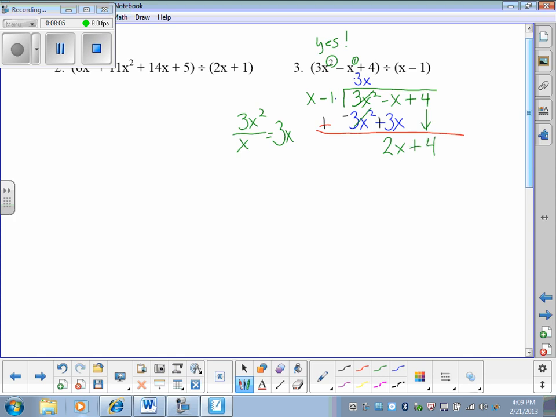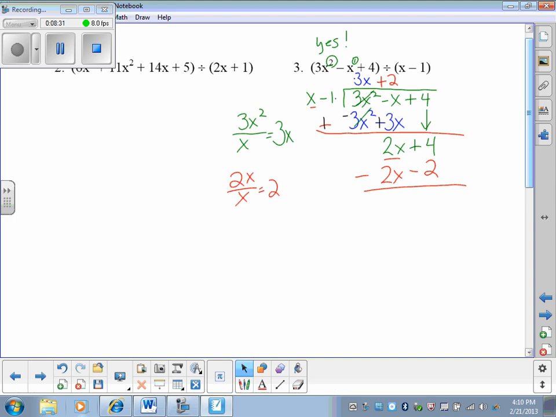Okay, now I'm going to say, how many times does x go into 2x? Okay, so it's 2x divided by x, and you just get 2 for this one. Okay, so you do less 2. 2 times x is 2x. Positive 2 times negative 1 is negative 2. Subtract.